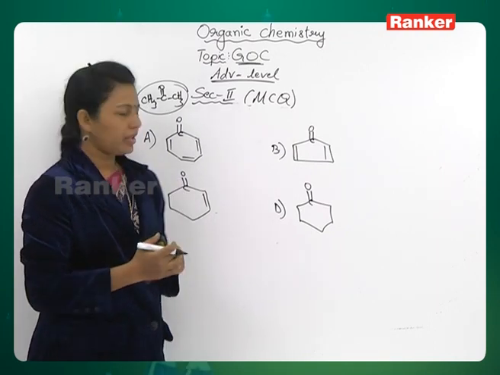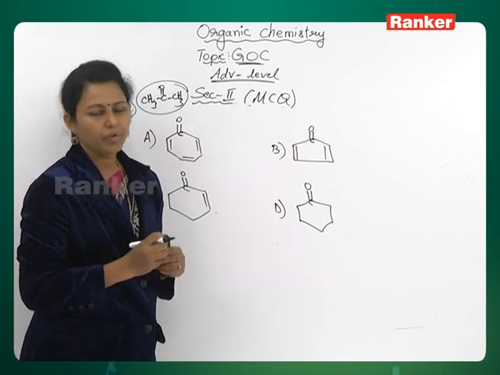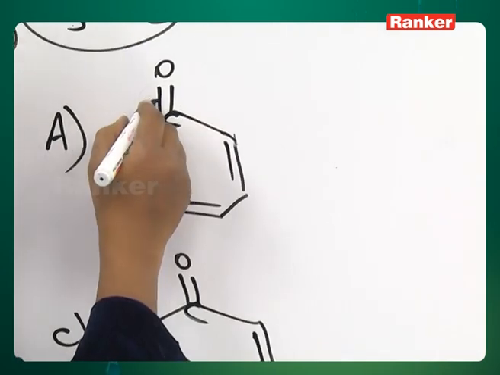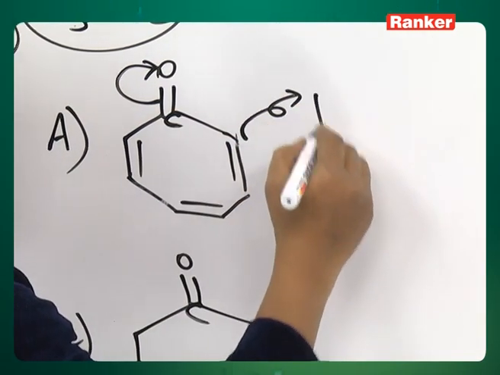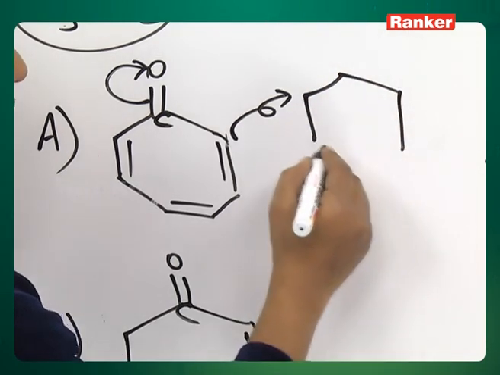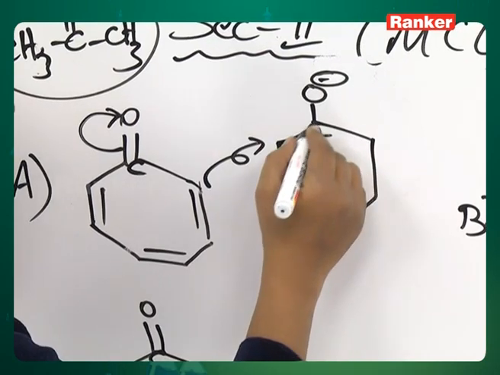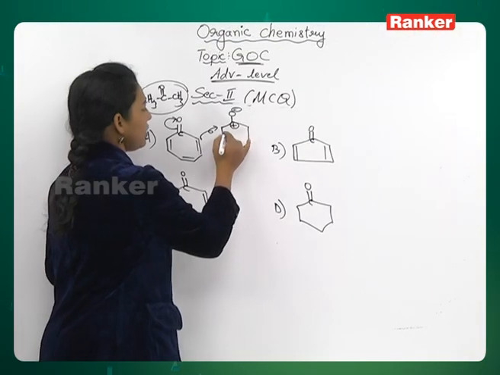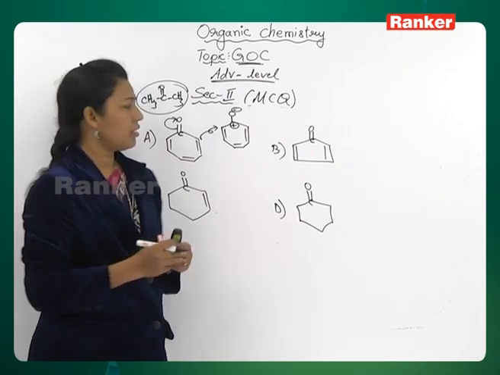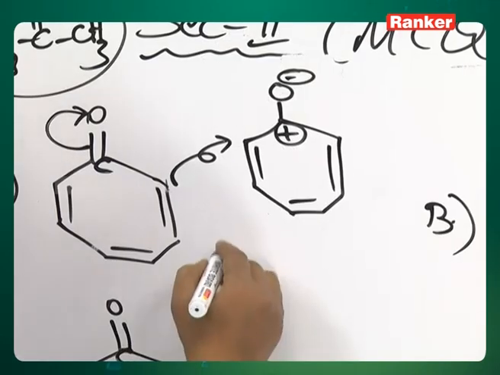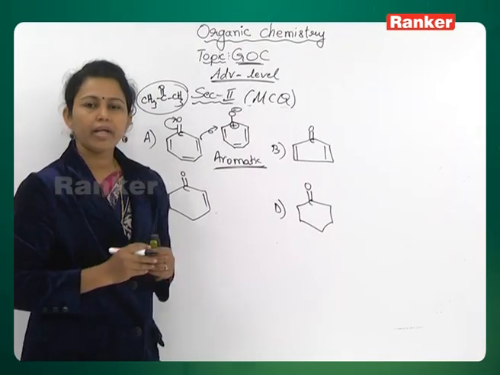To get the aromatic nature, the molecule will be polarized in this way. Oxygen being more electronegative, the oxygen will pull the bonded pair of electrons towards itself. As a result, oxygen will get a negative charge and carbon will get a positive charge, and the double bonds' positions will remain as they are. Because of this polarization, this molecule is getting aromatic nature.